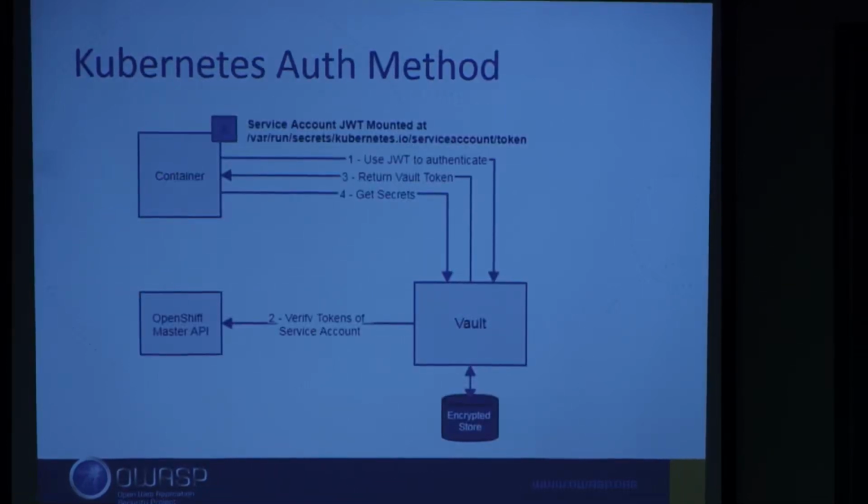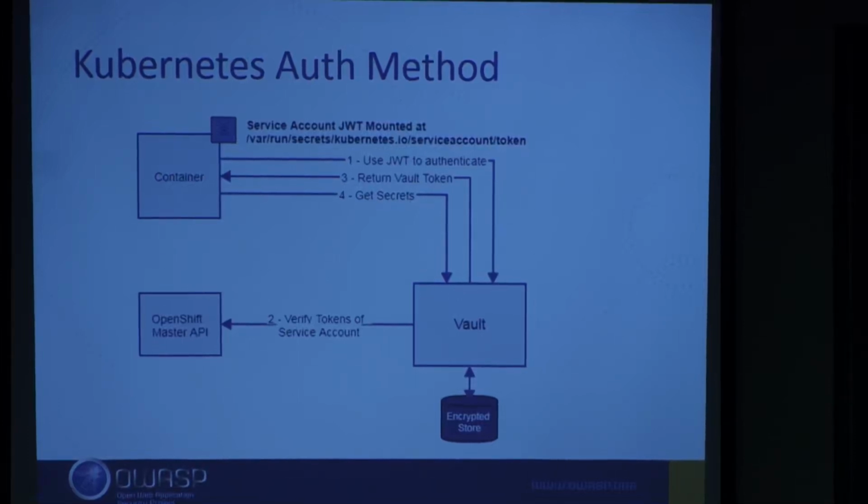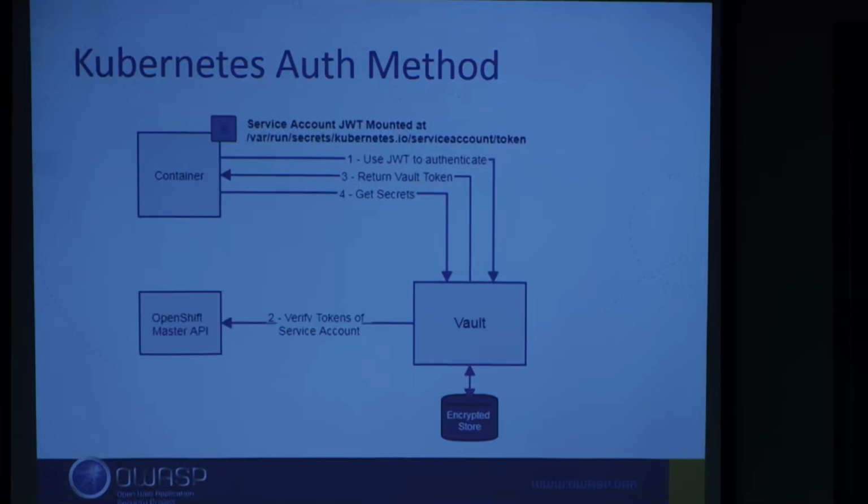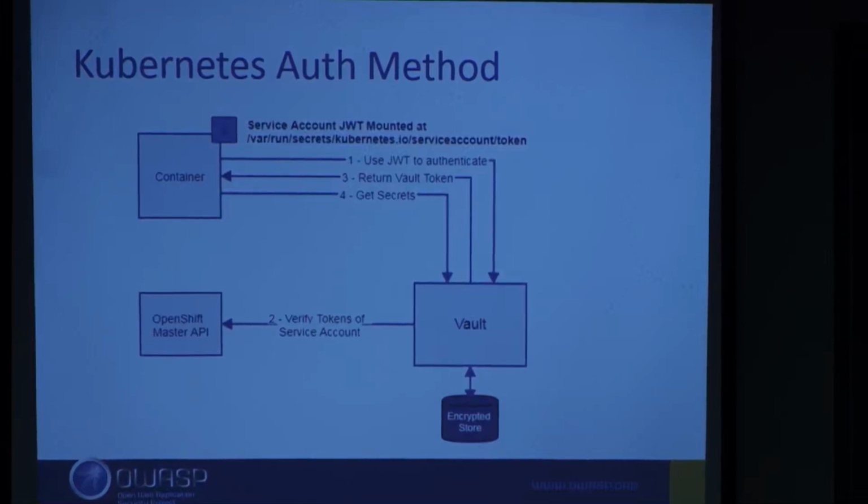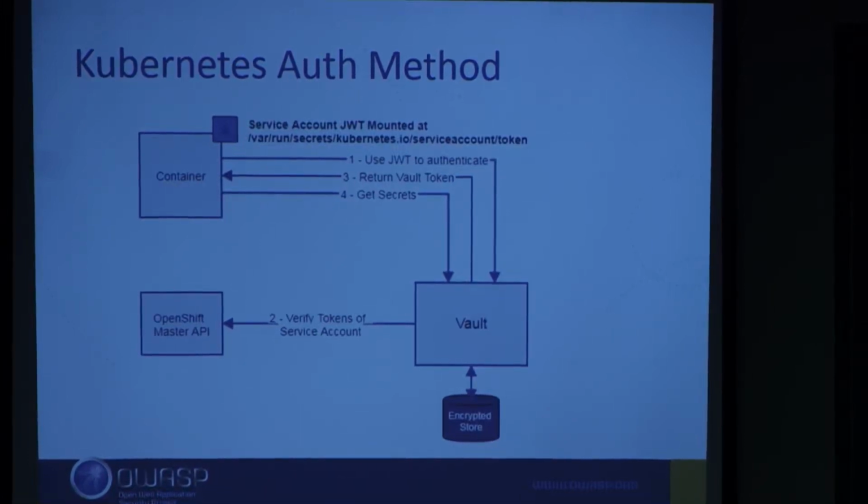So in our study, as I said, we considered the Kubernetes authentication method. I want to quickly give you an overview of how it works. When you deploy an application on Kubernetes, you can tell it in the configurations that it should mount a service account JWT at a particular location of the pod or container, and the container should be able to use that JWT to talk to the Vault for authentication.